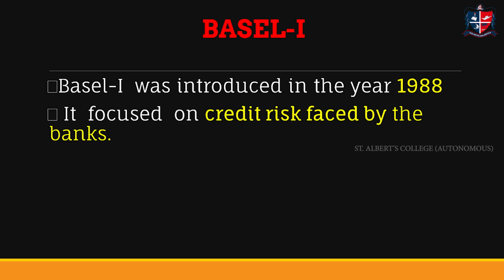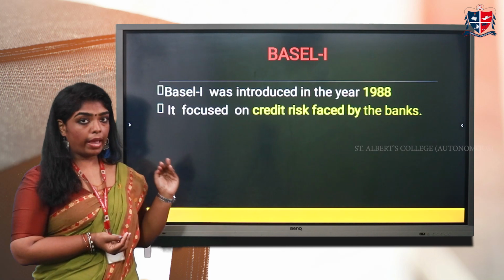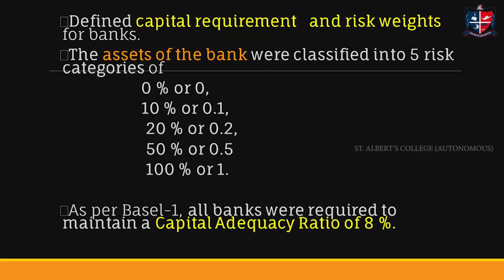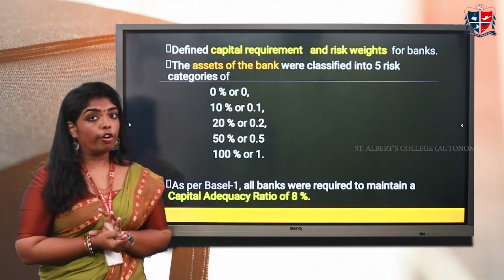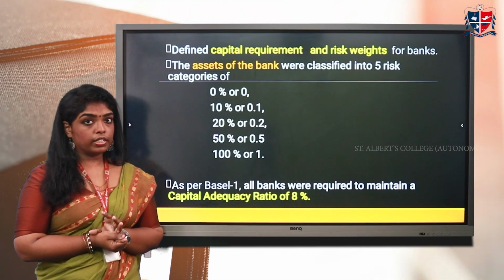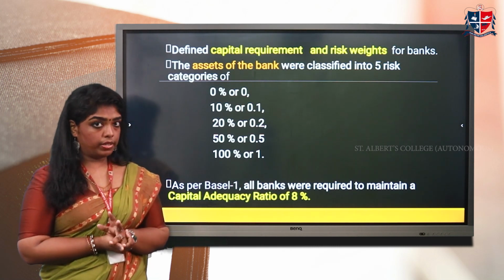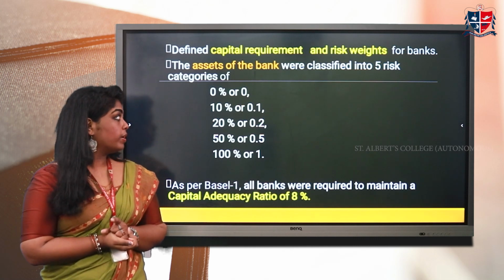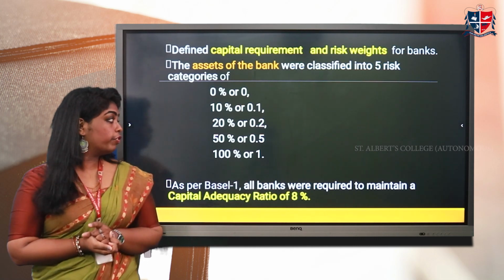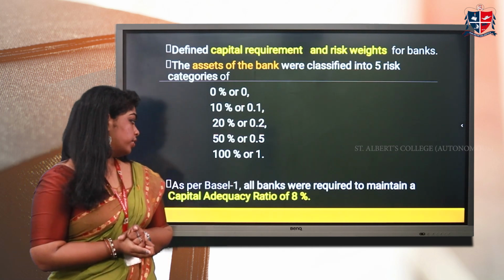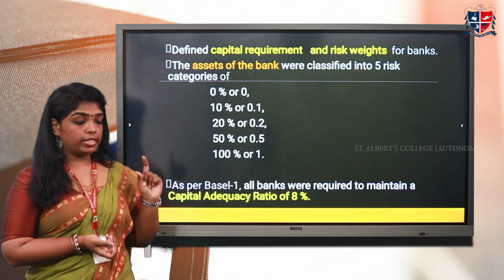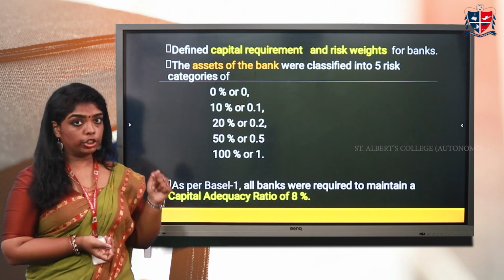Basel 1 was established in 1988 to focus on the credit risk faced by banks, as a remedial measure to solve that credit risk. It focused on risk-weighted assets and the capital requirements of banks. The risk weight can be of 5 types, that is 0%, 10%, 20%, 50%, or 100%, that is 0, 0.1, 0.2, 0.5, or 1. As per Basel 1 norms, all banks are supposed to maintain a capital adequacy ratio, or CAR, of 8%.